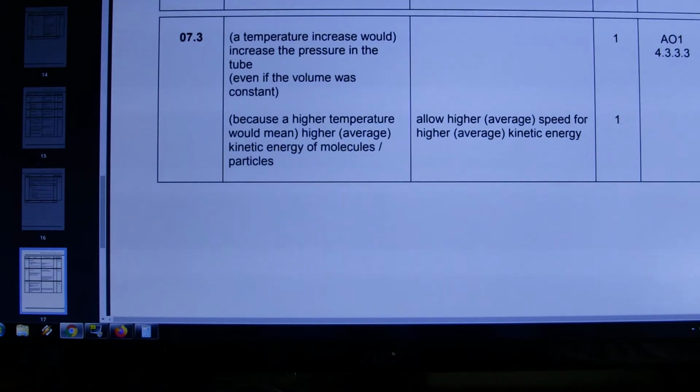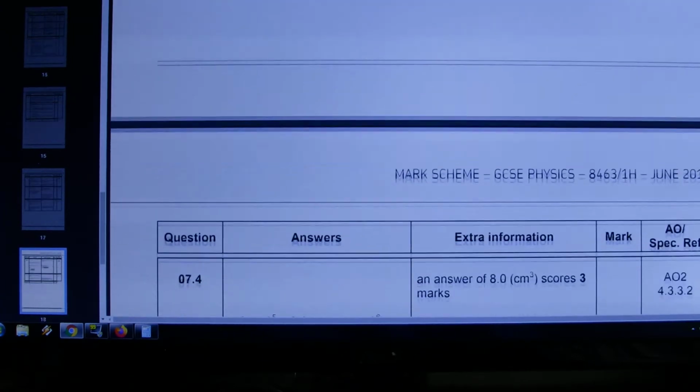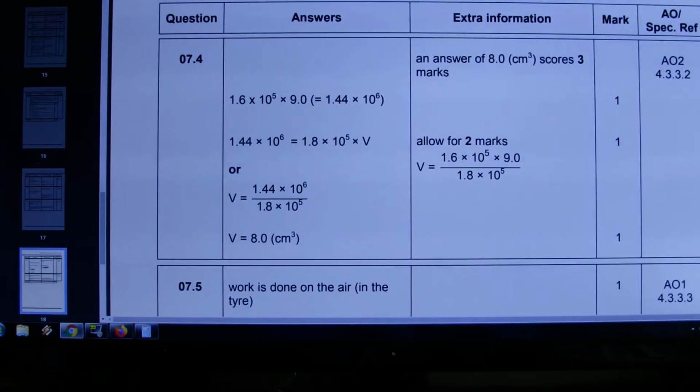A temperature increase would increase the pressure in the tube even if the volume is constant, because a higher temperature would mean higher average kinetic energy of molecules/particles. Yeah, okay. More detail than I expected them to go into.